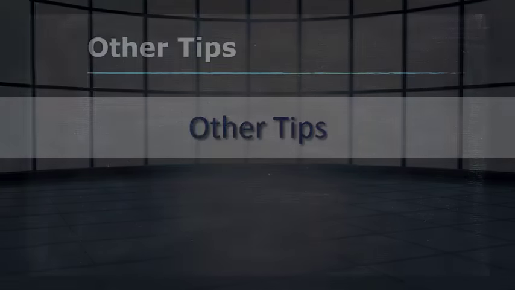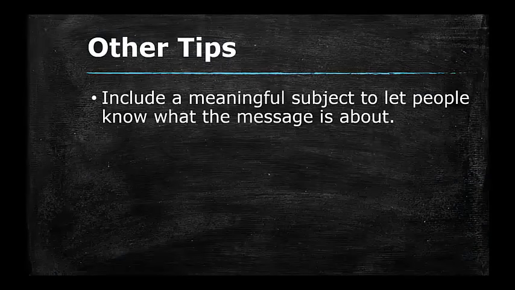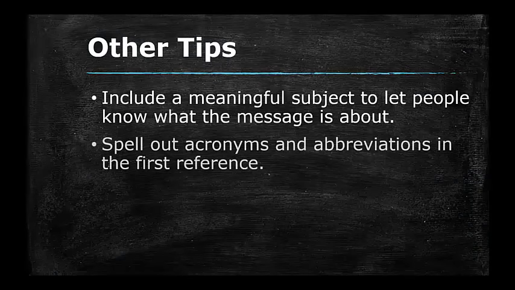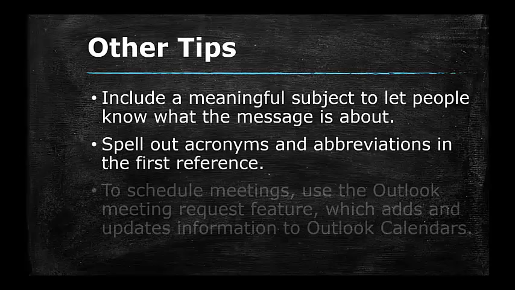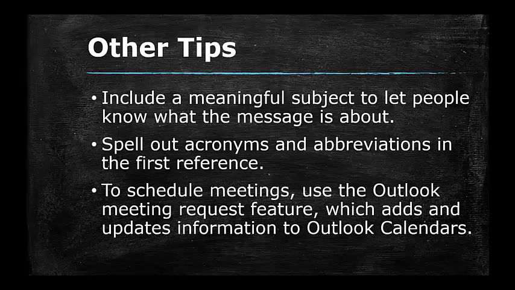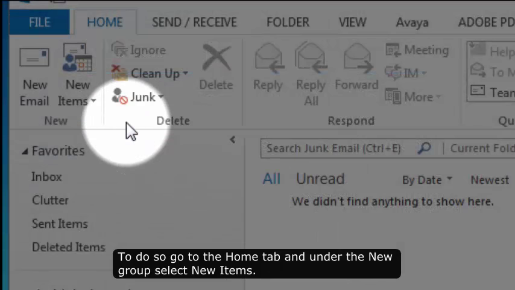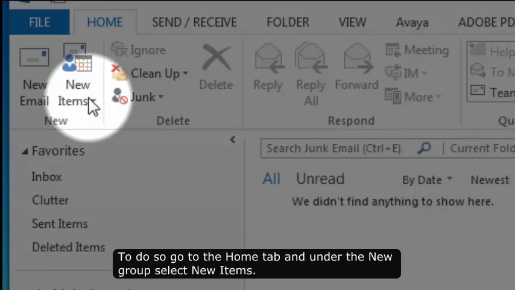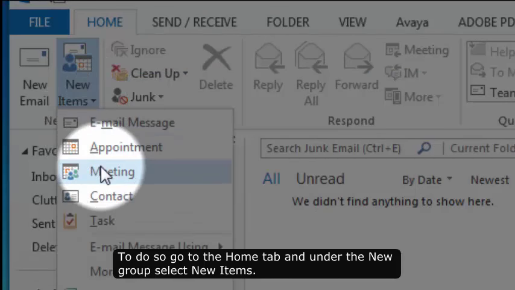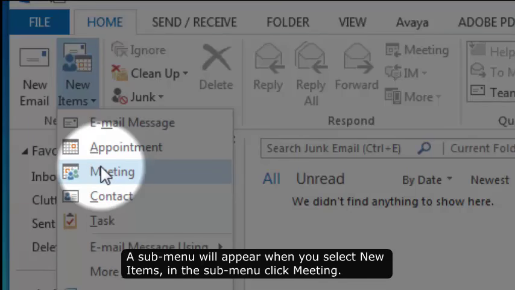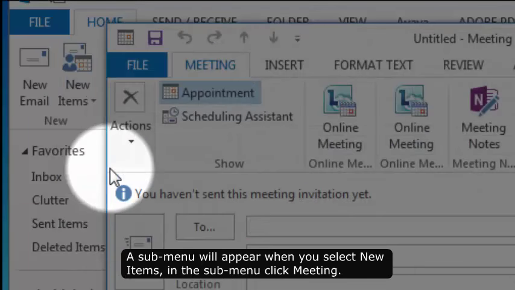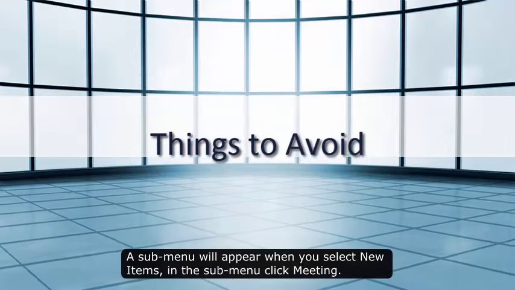Other tips. Include a meaningful subject to let people know what the message is about. Spell out acronyms and abbreviations in the first reference. To schedule meetings, use the Outlook Meeting Request feature, which adds and updates information to Outlook calendars. To do so, go to the Home tab and under the New Group, select New Items. A submenu will appear when you select New Items. In the submenu, click Meeting.